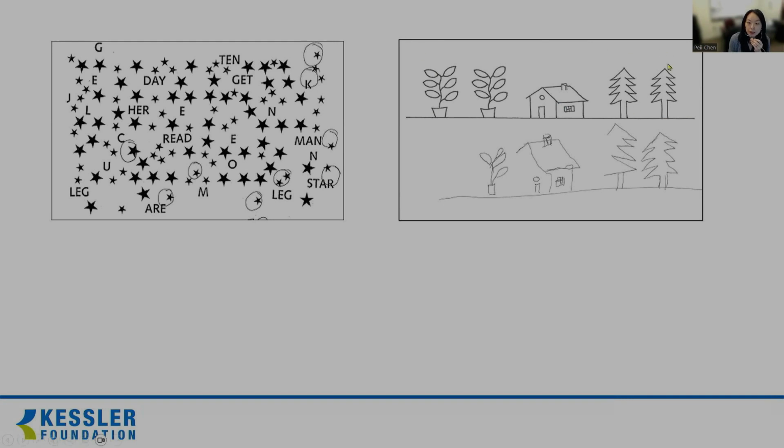So we print out this model. We call it scene copying. With these on a piece of paper, we ask the individual to copy this entire thing on the same page, just immediately right below. And this person is drawing more on the right side, neglecting the left side.